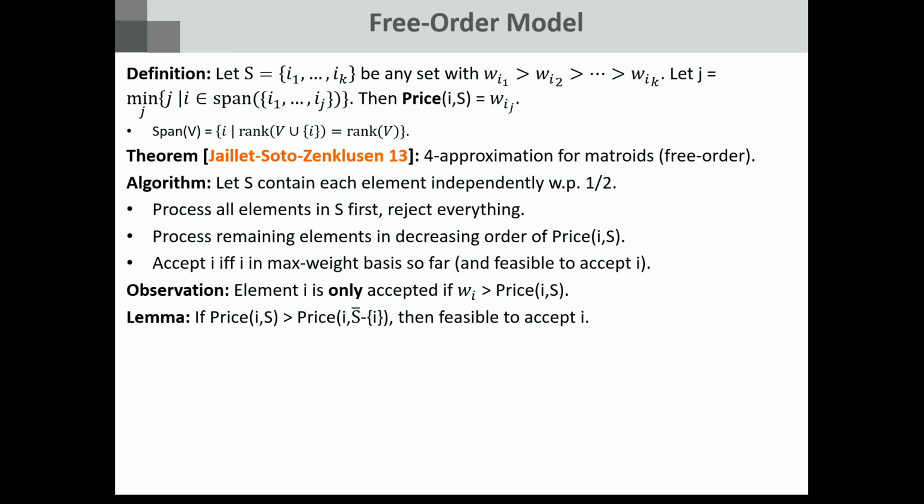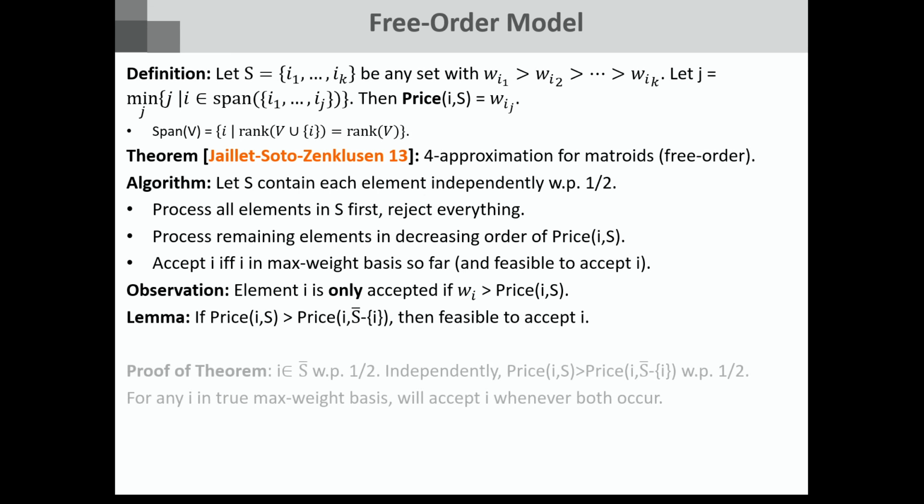Now the rest is just finishing up and showing that this happens with good probability. Here is the rest of the proof. I is in S bar with probability 1/2, by choice of S. Independently, the price of I with respect to S is larger than the price of I with respect to S bar minus I with probability 1/2, because of how we chose S: S and S bar minus I are equally likely to be flipped. So the price of I with respect to S is larger than the price of I with respect to S bar minus I with probability exactly a half.